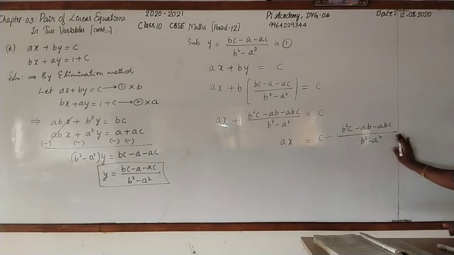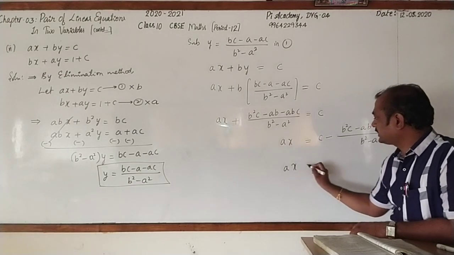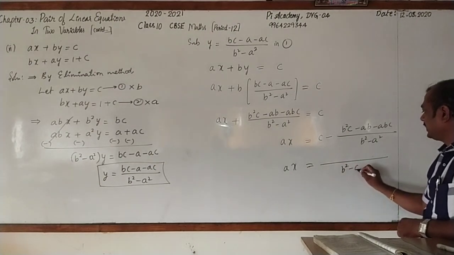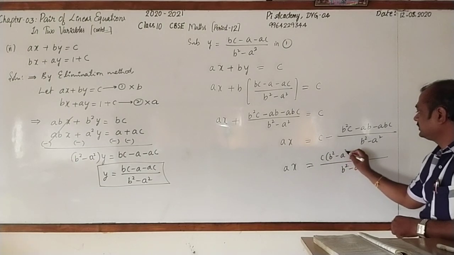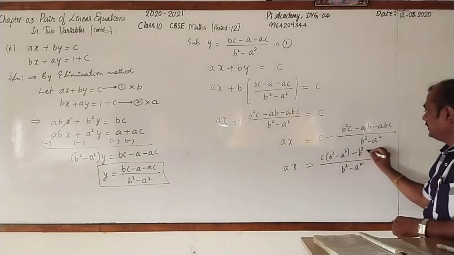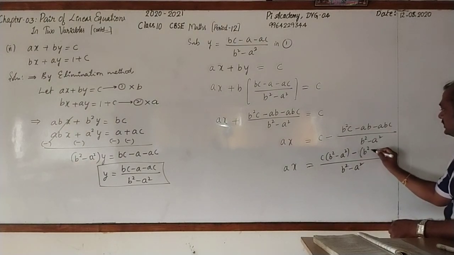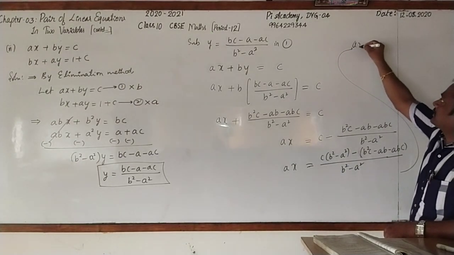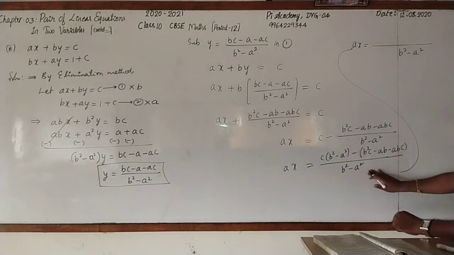Let us simplify this. Yes, ax is equal to, take the LCM. It is b square minus a square. Then it is c into b square minus a square, minus b square c, minus ab, minus abc. Then here I'll write ax, which is equal to, in the denominator b square minus a square as it is.